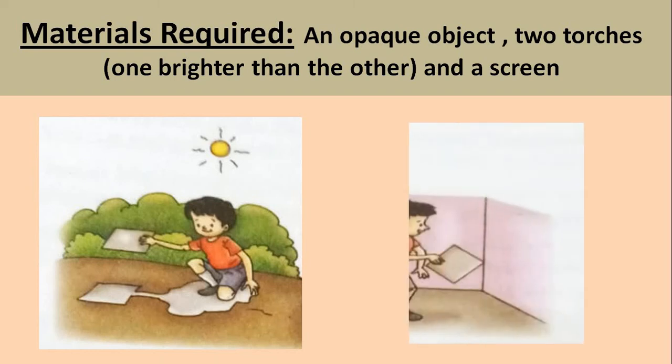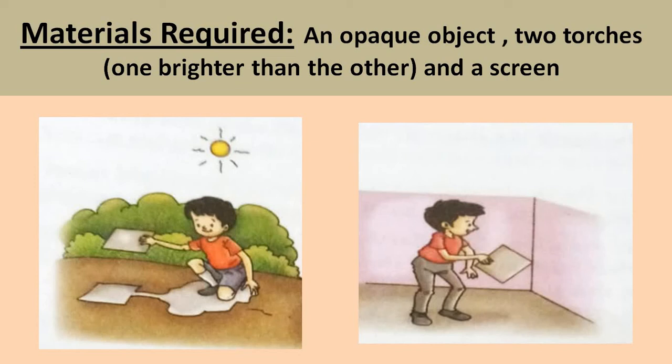Now do the same thing in the night also, and you will find that no shadow is formed. Now hold the cardboard in front of a screen on a wall of the room and project light on it from the torch with the bright light. You have to take two torches, so use the torch which has the bright light and try to form the shadow. Now repeat this process again with a torch with dim light. So children, you will find some difference in the shadow which is formed.